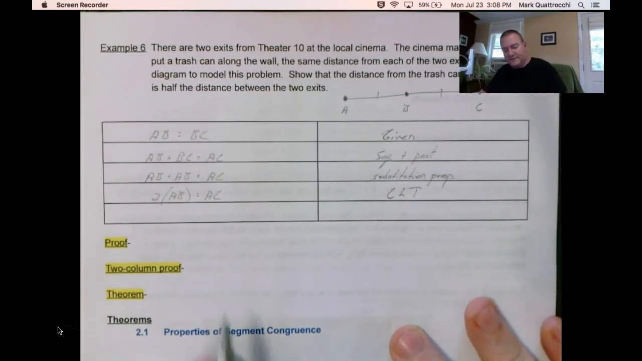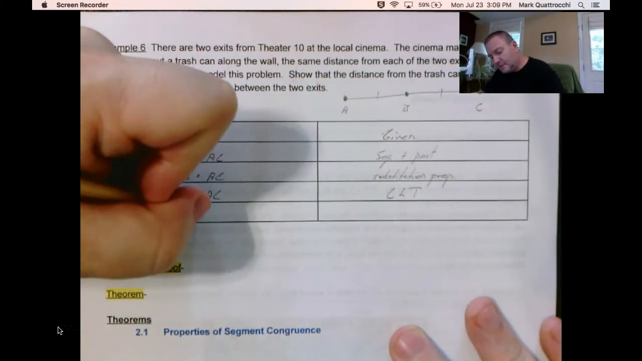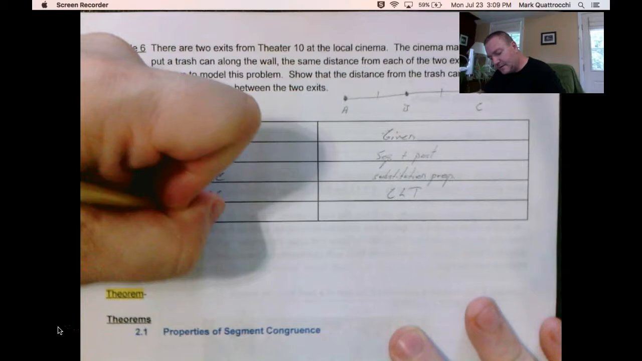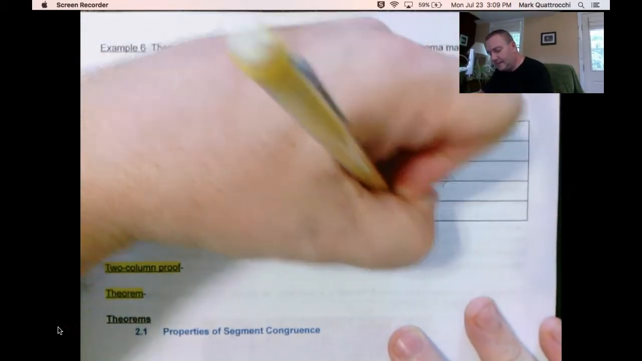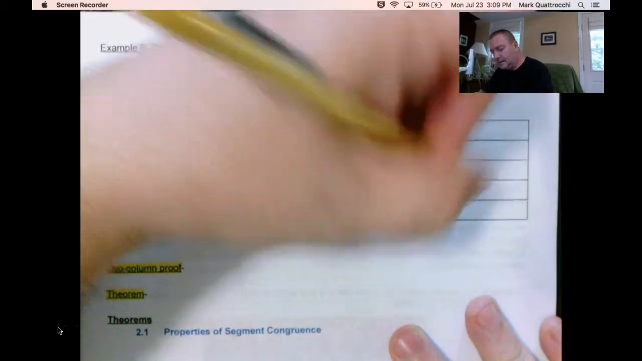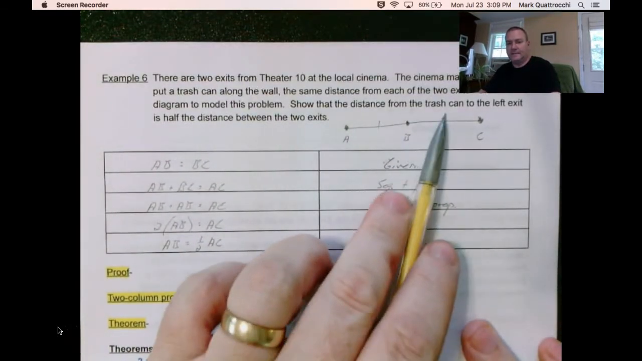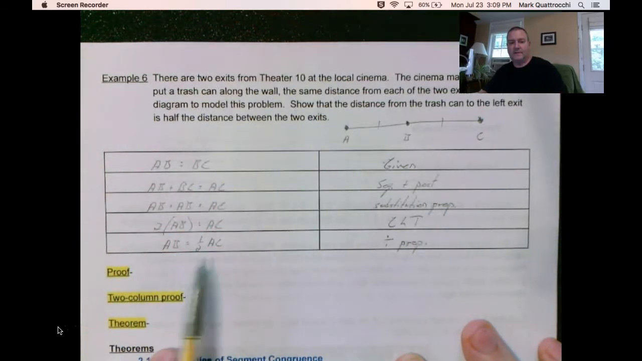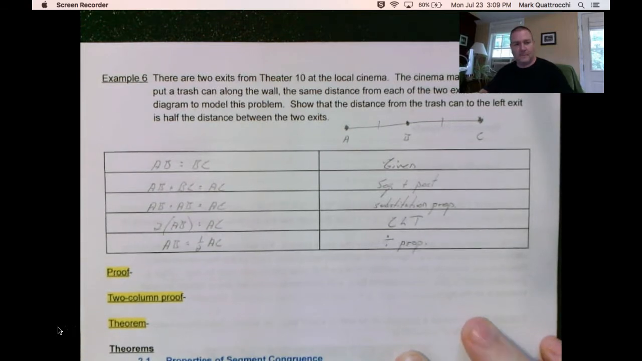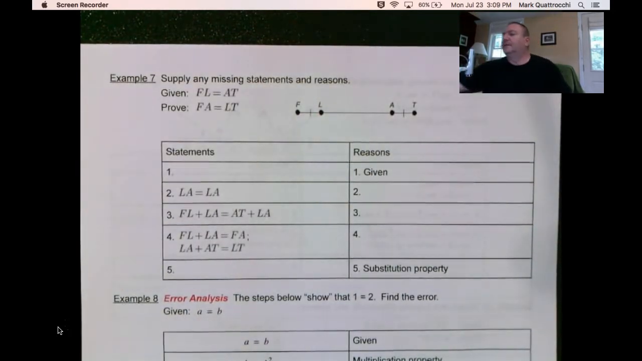Divide both sides by 2. AB is equal to 1/2 AC, division property, and we have just proven that the trash can is half the distance between the two exits. Half the distance between the two exits, A to C. That's example 6. Example 7.